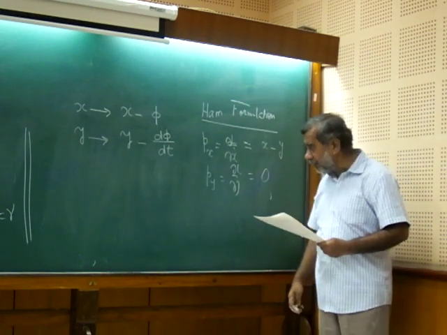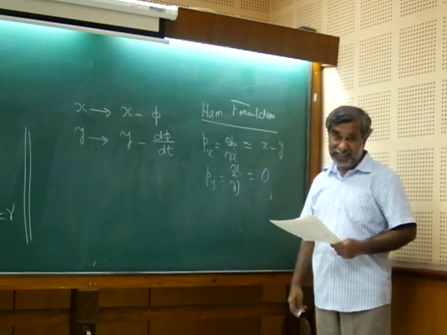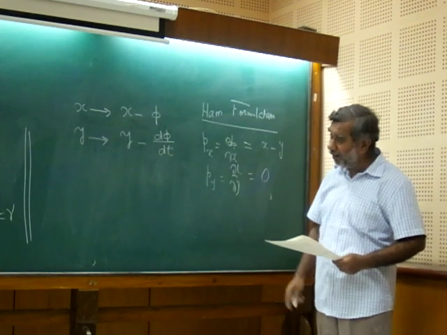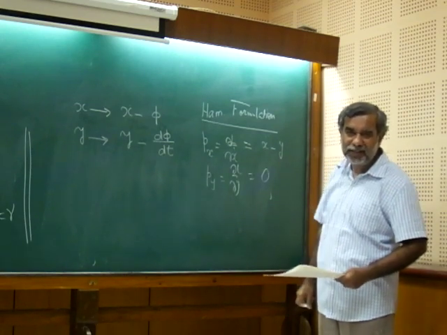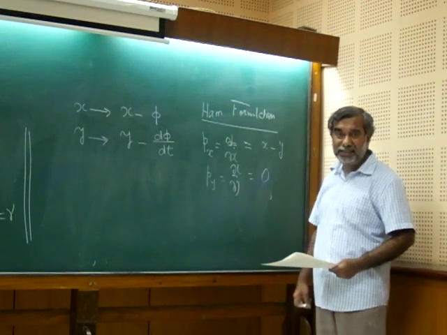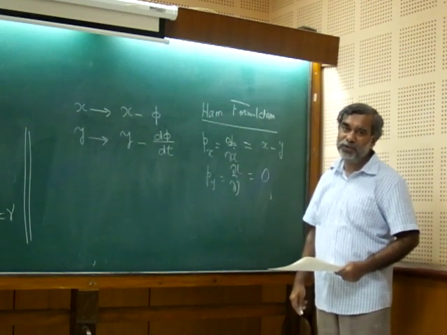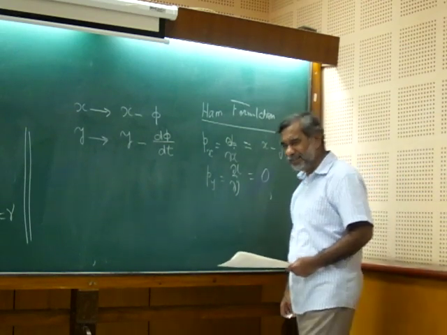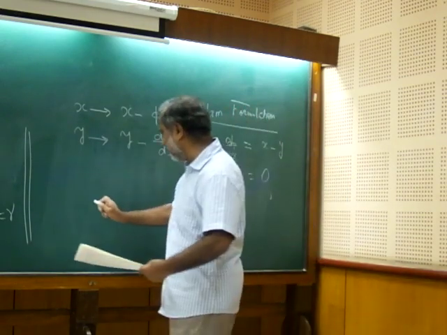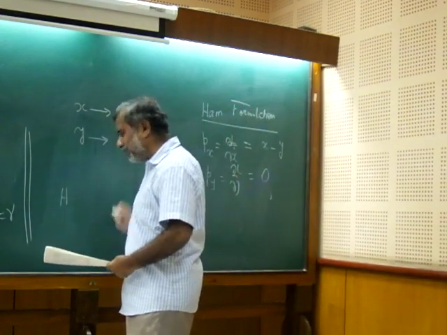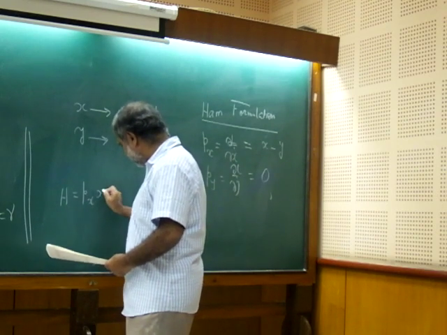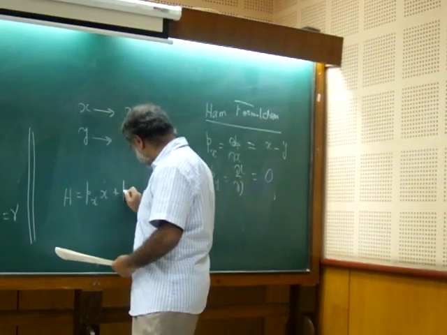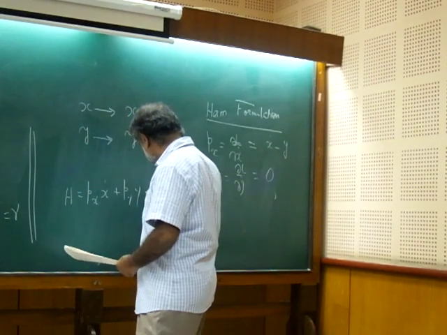Then let us see the last problem. How to define the Hamiltonian? This is the real blow. Now you see the blow. The canonical Hamiltonian H is Px x dot plus Py y dot, minus L.